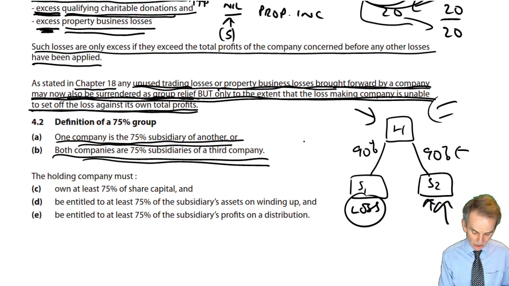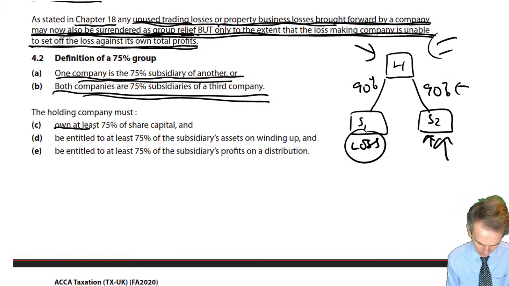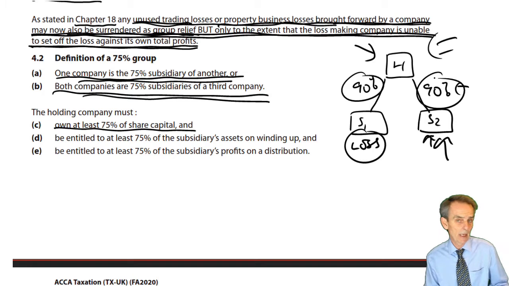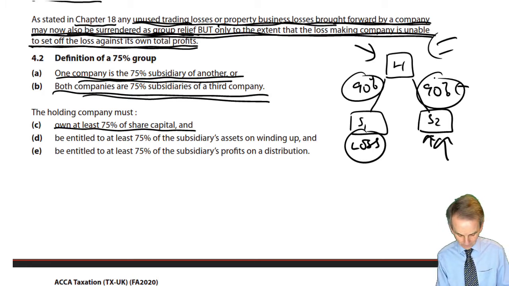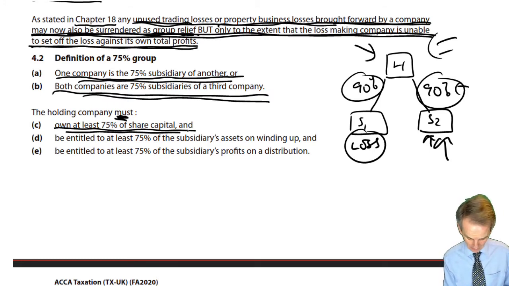Now, the usual determinant of 75% is that we own at least 75% of the share capital. And these were the percentage shareholdings that I just gave you, and we satisfied the 75% rule, no problem. But sometimes you get, and I think they're silly objective testing questions, where they're asking you as to who can group relieve with whom, giving various circumstances pertaining to the 75% holding. And the holding company here must own at least 75% of the share capital. That's the one that you really must know.